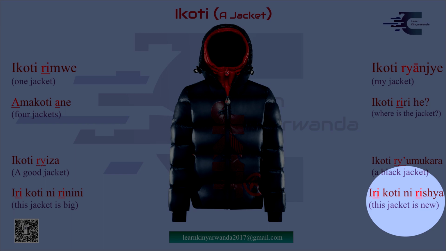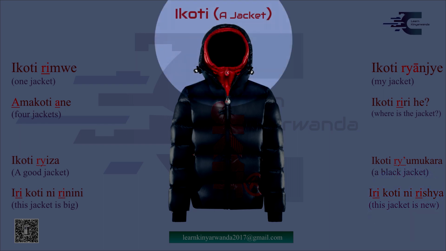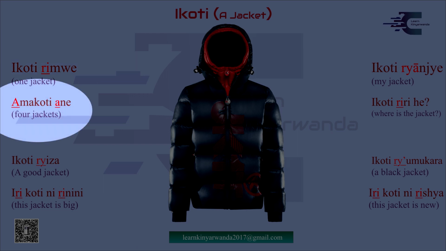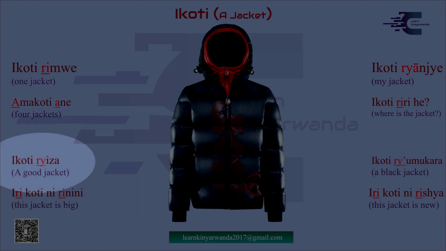Now, to summarize everything, I'm going to read every single sentence which is on the screen, and then you can try to listen to how I do it. Ikoti. That means a jacket. Ikoti rimwe, that means one jacket. Amakoti ane, that means 4 jackets. Ikoti ryiza, that means a good jacket or a nice jacket or a beautiful jacket.